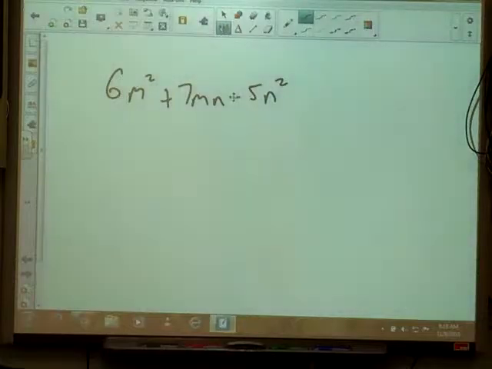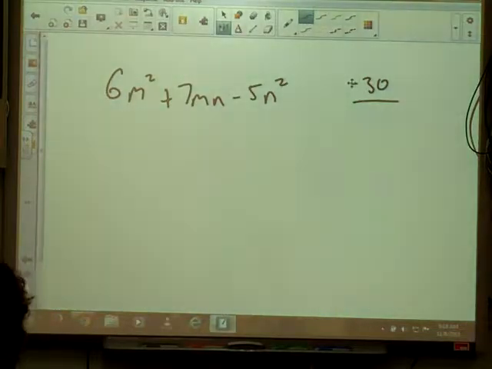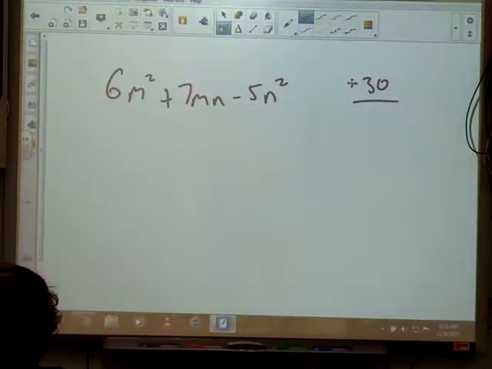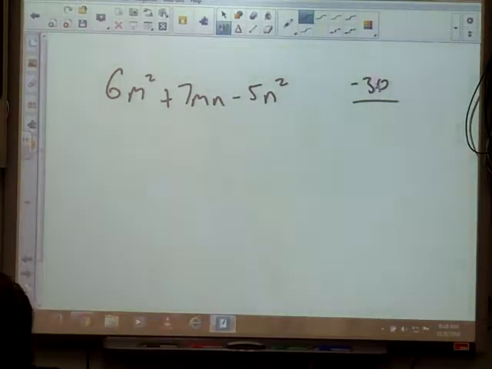All right, do we have a GCF? No. So A times C gets me negative 30, because that's a negative 5. 6 times negative 5 gets me negative 30. Positive 7. All right, what could get me a negative 30 and add to a positive 7? 10 and negative 3. Good job.